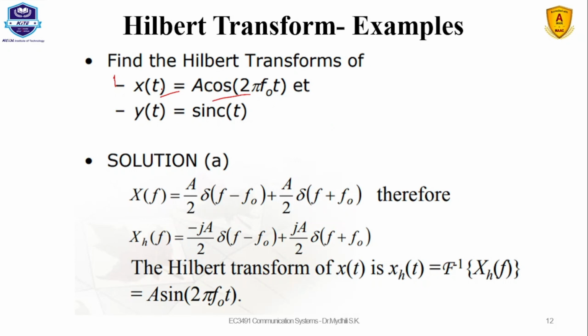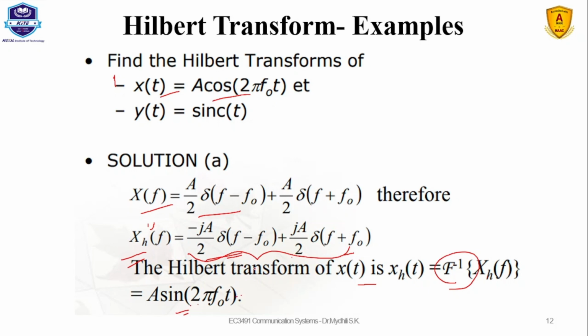The solution here is, for this case we have to represent x of f and then find out x h of f. The equation for a cos omega naught t is represented here, and x h of f is the same term with respect to Hilbert transformation, minus j into a by 2 into delta of f minus f naught, and here the plus term is taken. The Hilbert transformation of the signal x h of t is nothing but the Fourier inverse of the x h of f term. Substituting this and taking the inverse transformation, after solving by trigonometric solutions, we will get the result in terms of sine 2 pi f naught t.